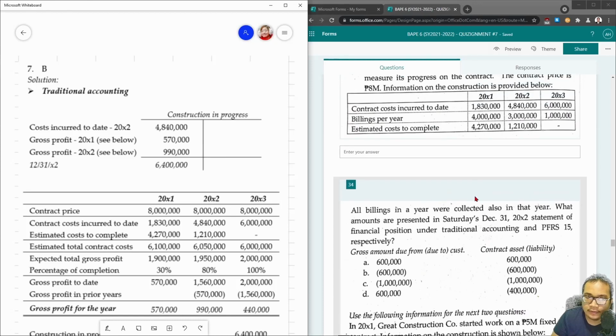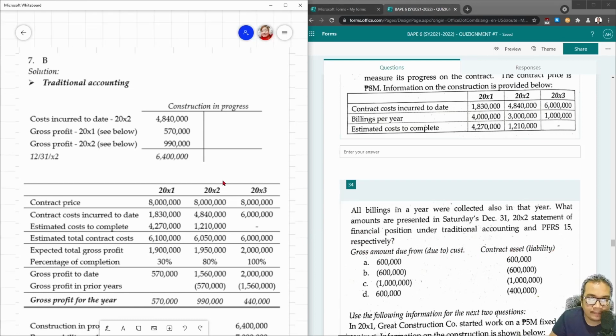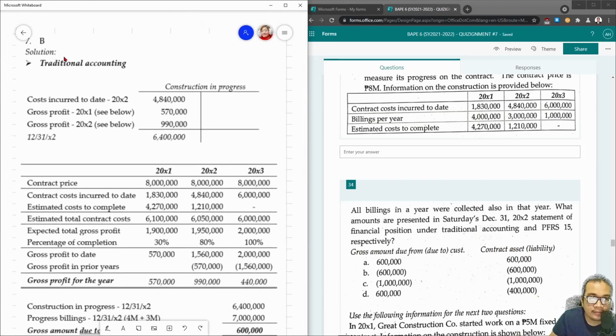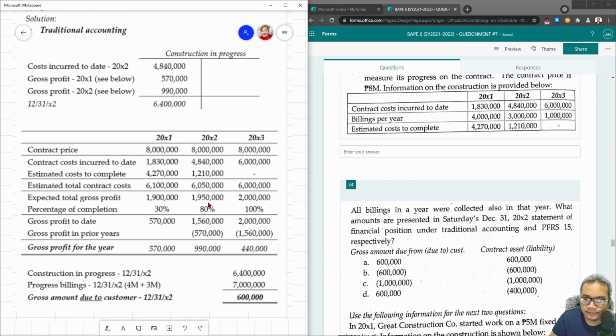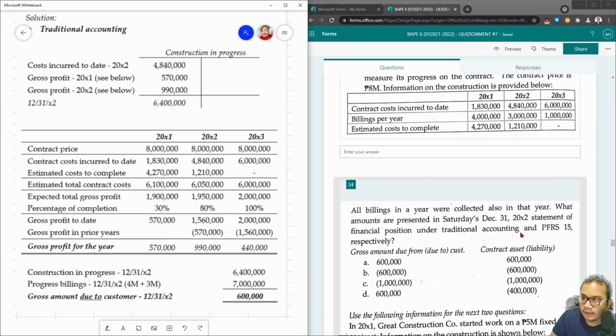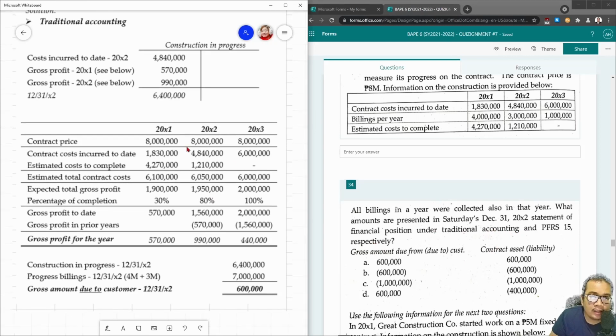So, saan na tayo? Okay. Ang pinapahanap sa atin, gross amount due from the customer, yan yung sa traditional accounting. For the PFRS 15, yung bago, contract asset and liability. So, ito tayo dito, number 7. So, ignore muna natin to. Okay, let's do.